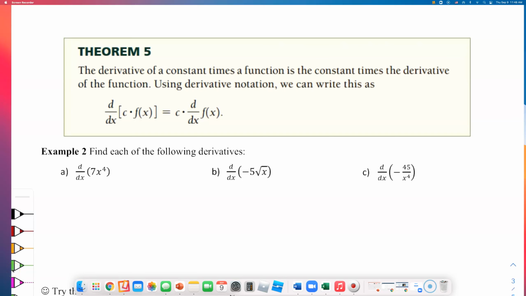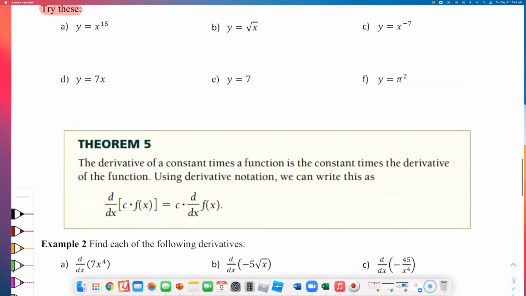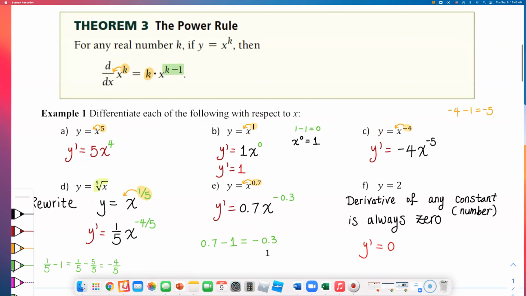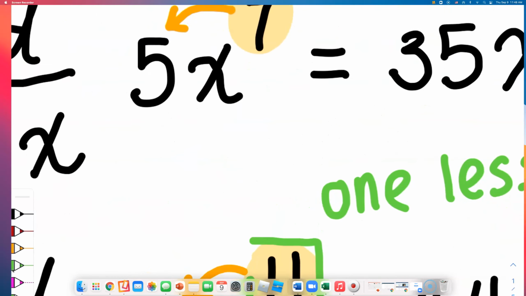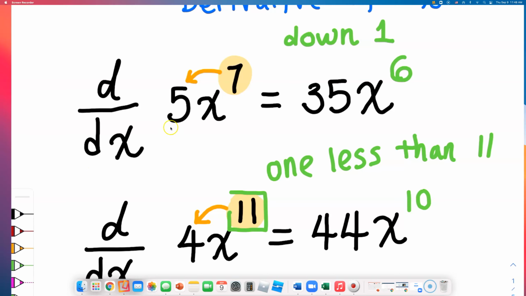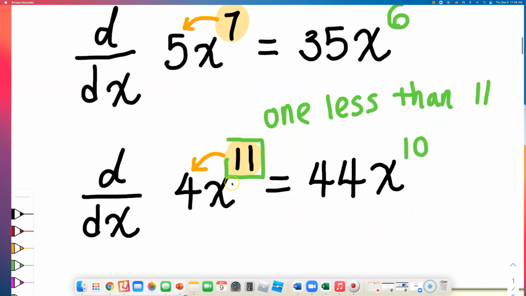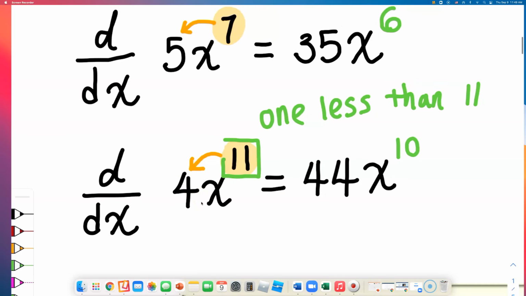We already talked about this theorem. We used it already. It's basically if you have a number in front, like the examples that I gave you on this page right here. Remember I gave you 5x to the 7th. What we ended up doing was doing 5 times 7 to get 35, right? When I had 4x to the 11th, we did 4 times 11 to get 44. That's what theorem 5 is saying, really. If you have a coefficient already, you just have to multiply to it.